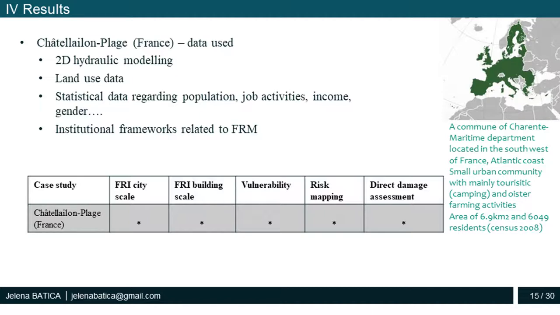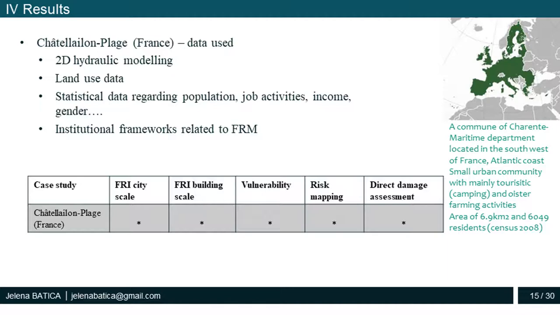The first one, very detailed, was Chatelaillon-Plage in France. The data used for this is 2D hydraulic modeling. I think that the results are from Telemac. I didn't do the modeling. Then the land use data that I was given, statistical data regarding population, job activities, income, and gender. I was able to have, of course, institutional frameworks related to flood risk management and the status of the application of the Water Framework Directive.